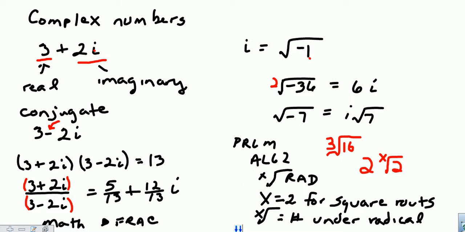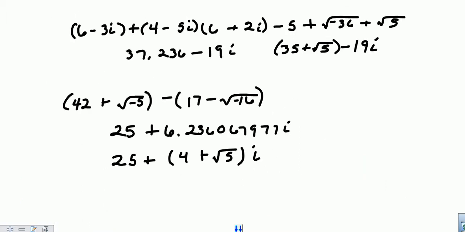It will work whether or not those are imaginary numbers. Now, this will also work for long expressions like this. 6 minus 3i plus 4 minus 5i times 6 plus 2i minus 5 plus the square root of negative 36 plus the square root of 5. You could do all of that by hand. You could FOIL this. You could simplify this a whole lot faster on the EOC to just type it in your calculator. Now, your calculator is going to give you this decimal answer, so you're going to need to look for a multiple choice that has that same answer.